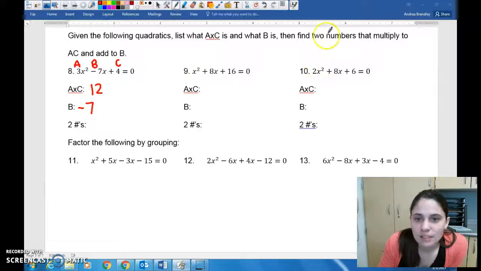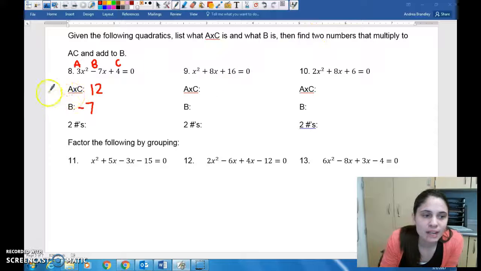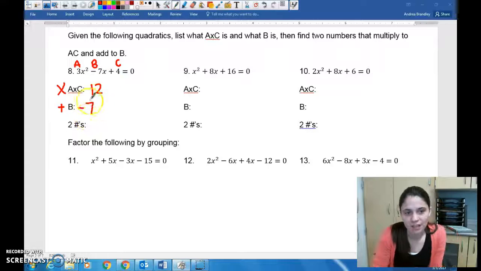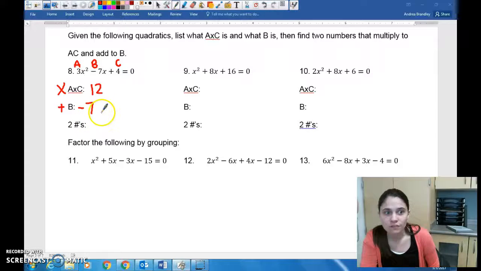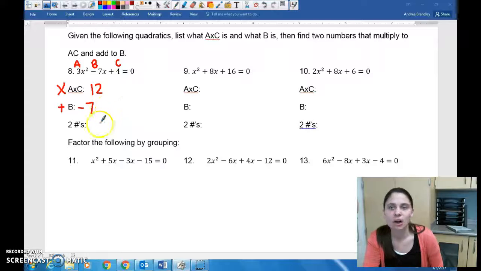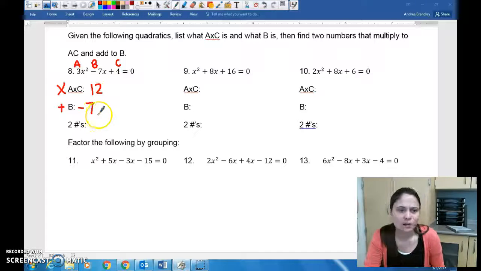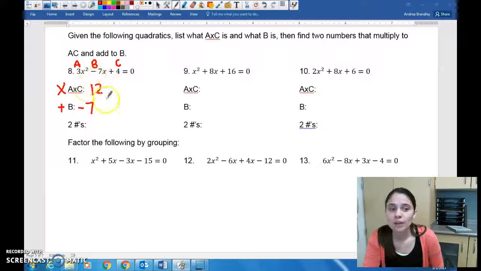So that part's not too difficult. The next part asks us to find two numbers that multiply to ac and add to b. So two numbers that multiply to 12 and add to negative 7. So this part comes differently to different people. Some people are pretty good with their multiplication facts and they can just look at it and think, oh, those two numbers multiply to that and add to that. But for some of us, it's a little bit more difficult than that. So one way that you can think about it is to just start by looking at what we need to multiply to. So we need to multiply to 12, and then just go one number at a time.